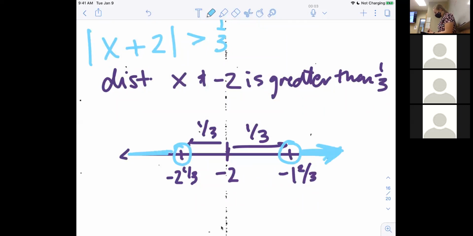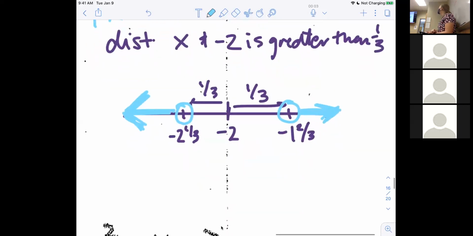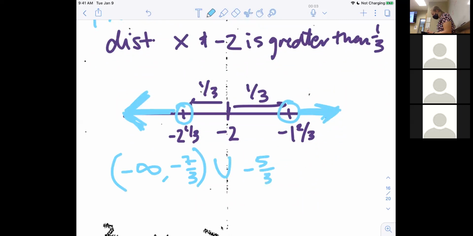We got a two-parter interval notation again. Who wants to help me on this one? Patrick? That's fine. Perfect. So Patrick wrote his as improper. We wrote ours as mixed numbers. Does not matter. Both are correct. Honestly, they're both ugly, but it's fine.